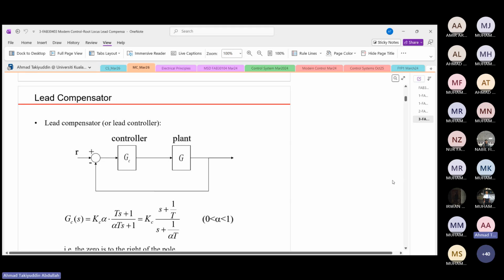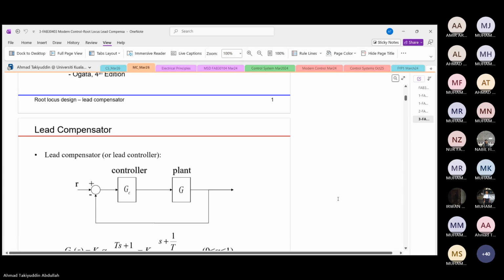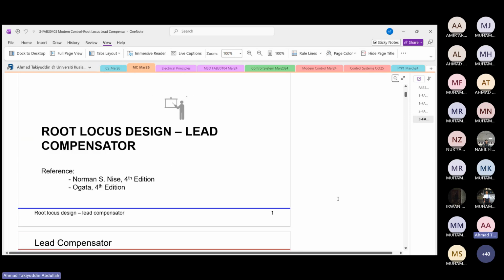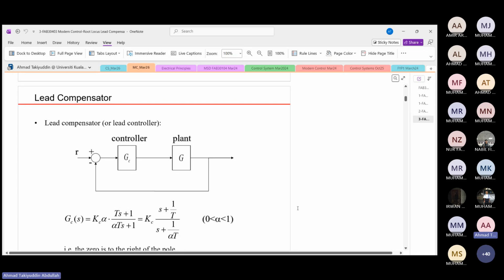Okay, right, guys. Any question on the lag compensator? Guys, before we move into this lead compensator, do you have any question? No, sir. All right. So let's dive into this.